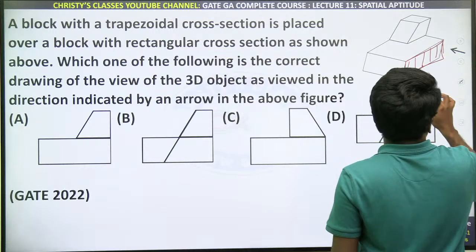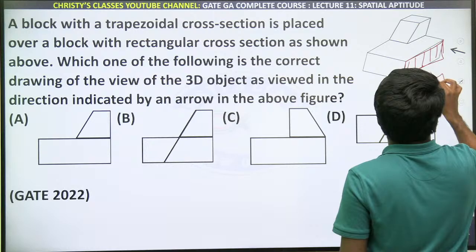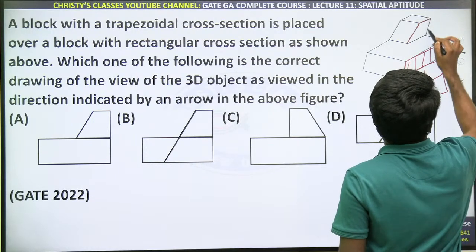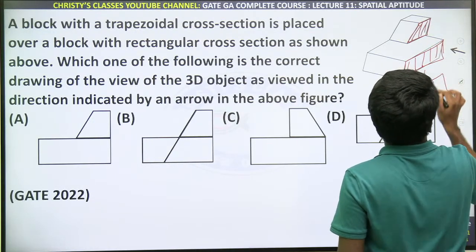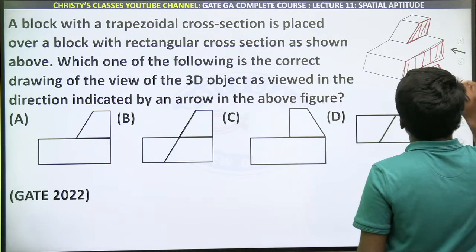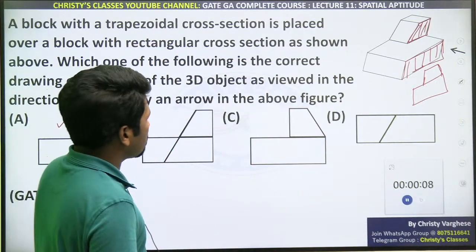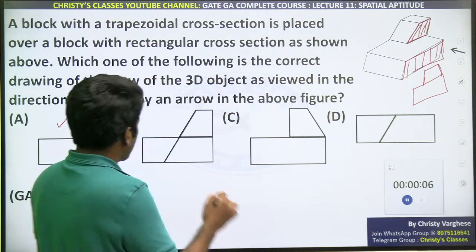The front face of the rectangle you will see, na? And on top of that you will see this trapezium face. A trapezium face bhi dikh sakta hai. Baki sab faces relevant nahi hai. So, aisa hoga. Which option is supporting this? Option A. Other options are wrong with respect to this option.